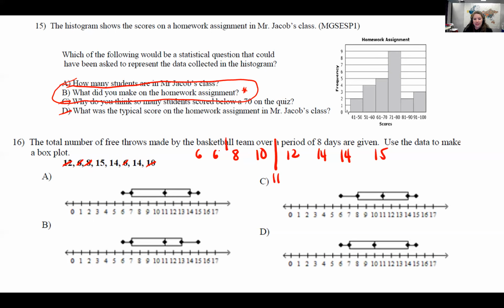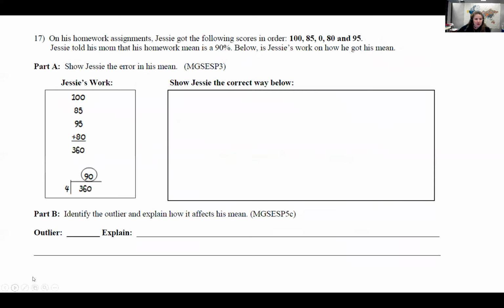And then our lower quartile, between 6 and 8, is 7. Our upper quartile is 14. So that's what we're looking for. An 11 for our median. So I know D is out, right? The rest of them are still in. We're looking for our smallest number to be 6. They're all still in. This one is showing our lower quartile is 8, which is not true. So these are both still in. Our upper quartile is 14, which is this one right here. And this is showing our upper quartile is 13. So B is out. So that is the best answer.